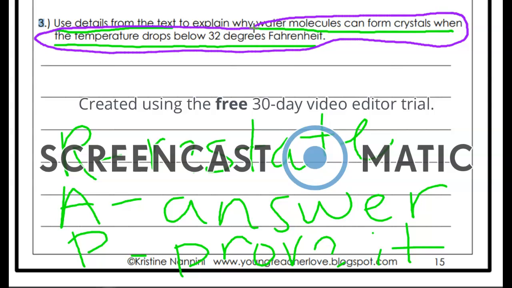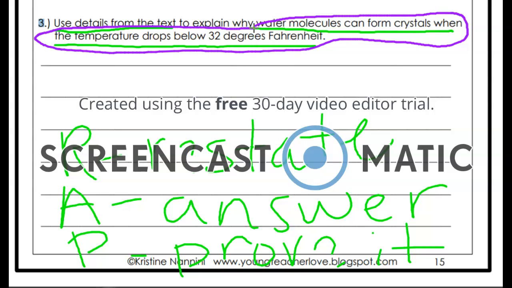according to paragraph 2, quotation marks, and then you're going to give one of the details such as, "When the temperature drops below 32 degrees Fahrenheit or colder, water changes from a liquid to a solid," period, quotation marks. Then you might say something like, additionally, in paragraph 3, it states, quotation marks, and then give your details.